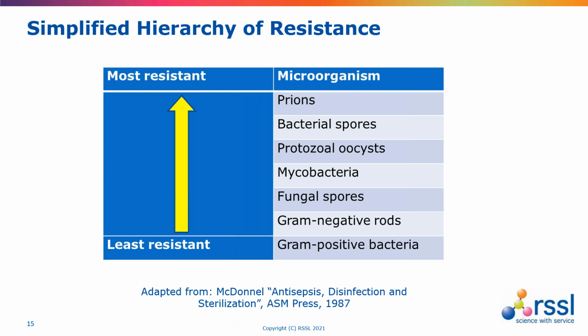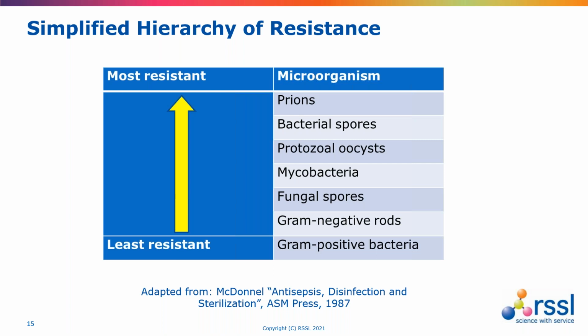So this is the classic hierarchy from McDonald. And on this list, gram-positive vegetative bacteria are generally the least resistant to disinfectants. Gram-negative bacteria generally are slightly more resistant, and that's because they have the additional outer membrane, which acts as a barrier to the uptake of some disinfectants.